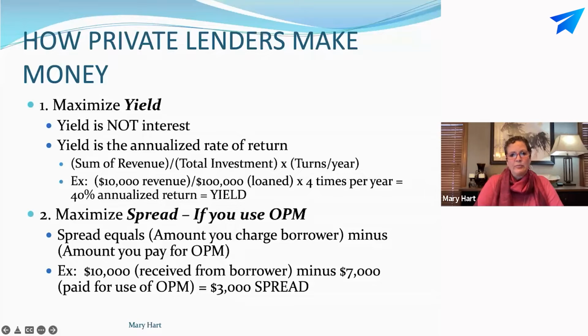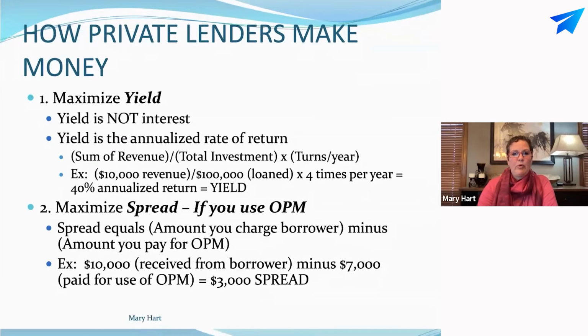If you're using other people's money, you want to maximize the spread. And the spread is the amount that you're making from what you charge the borrower minus the amount you're paying for other people's money. So in my example above, if I made 10%, $10,000, but I had to pay an underlying lender 8%, I'm only making that 2% spread, right? So I would not make $10,000, I'd make $2,000. But it's not my money, it's somebody else's money. So keep in mind, yield and spread, very important.